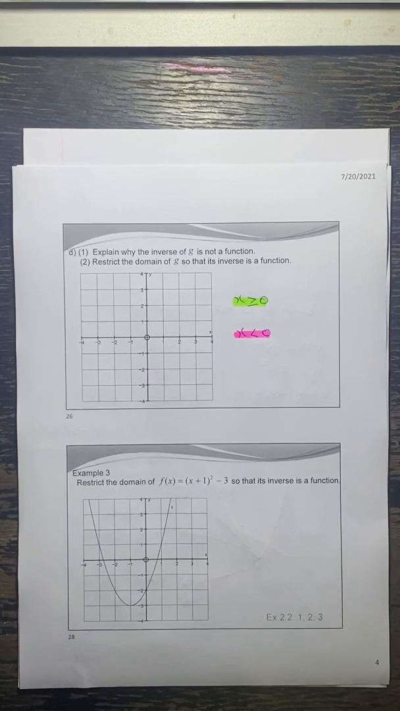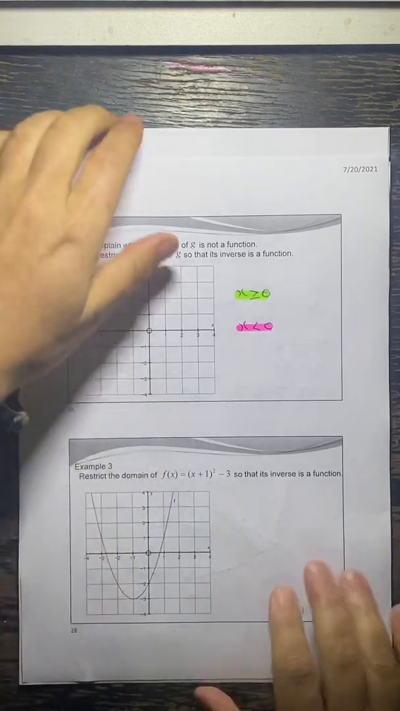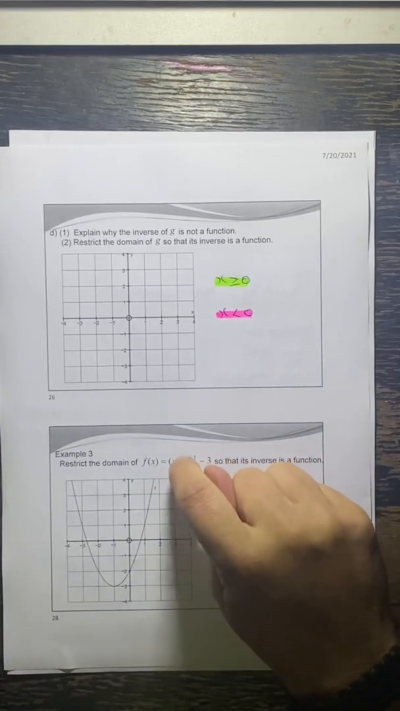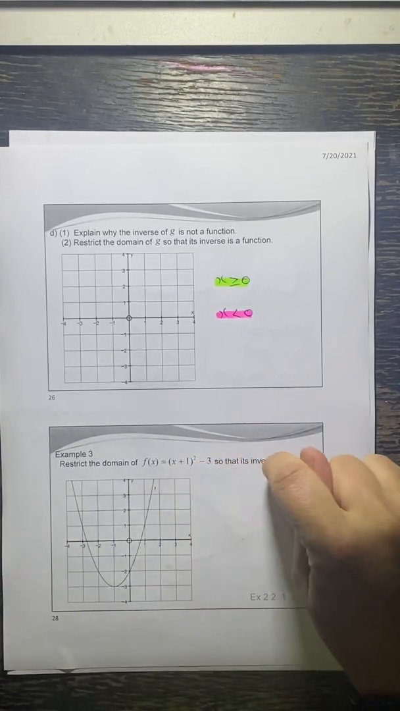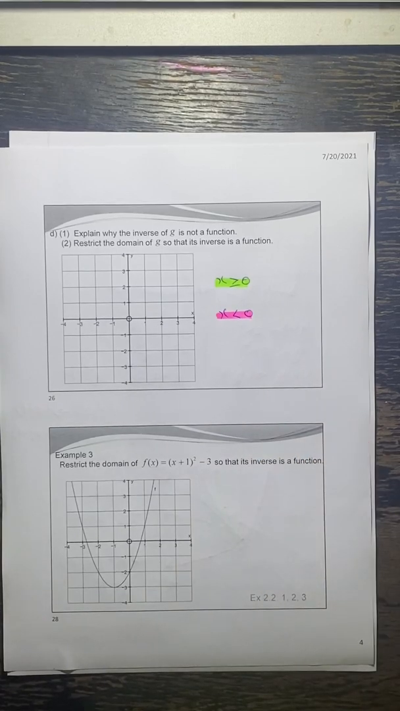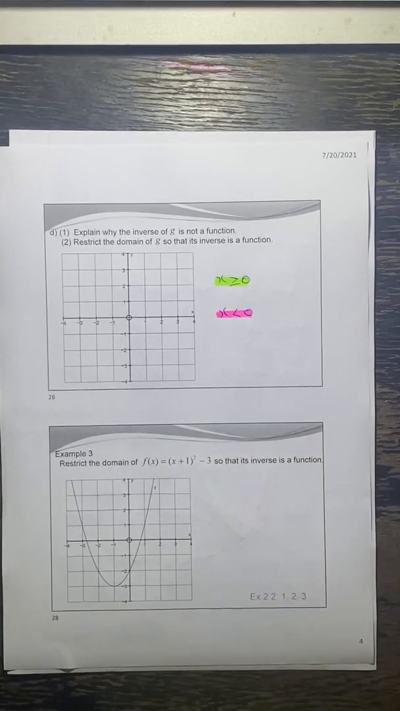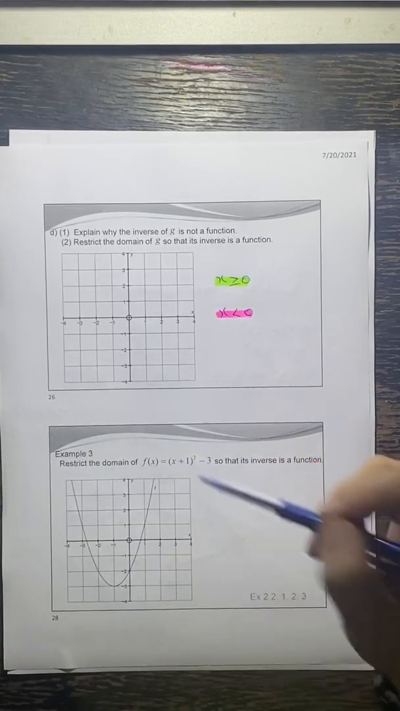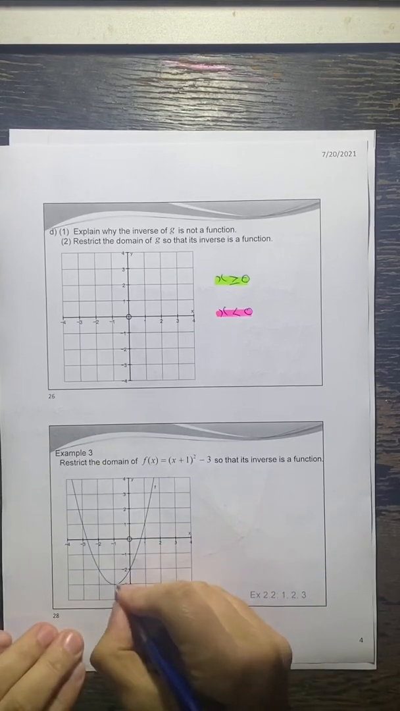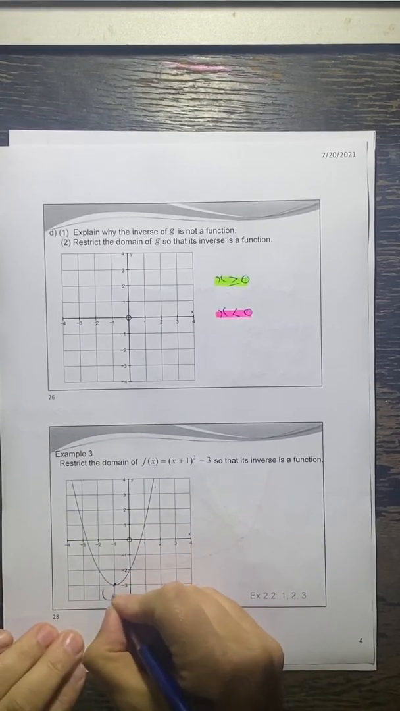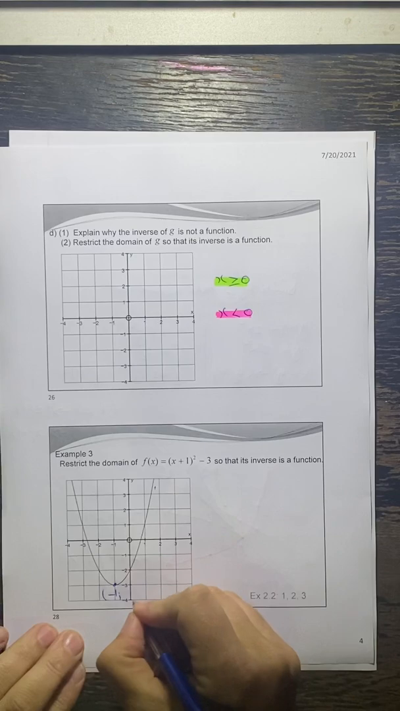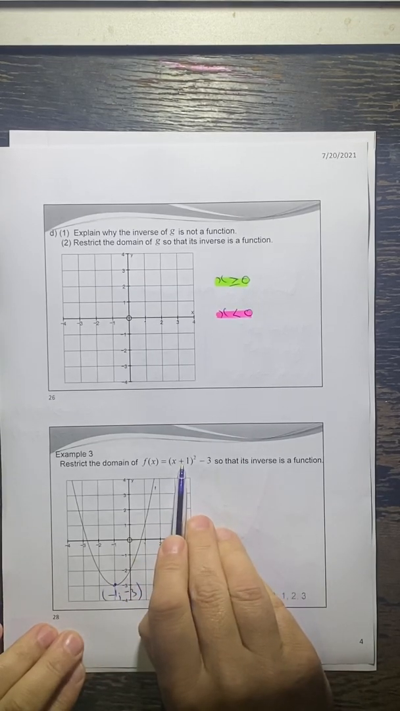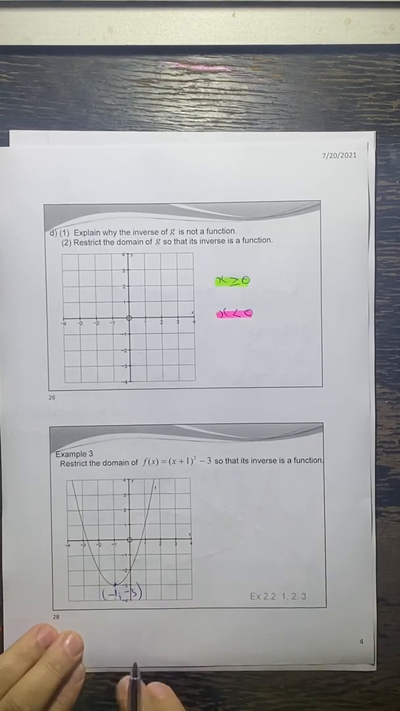Then, restrict the domain of this function f is equal to (x + 1) squared minus 3 so that its inverse is a function. So what they've done here is they've plotted this function over here. And you can see that this coordinate over here is minus 1 and minus 3. We can read that off here, we just change the sign of that, minus 1, minus 3, and there it is there.